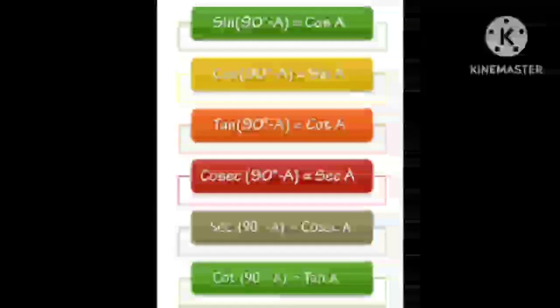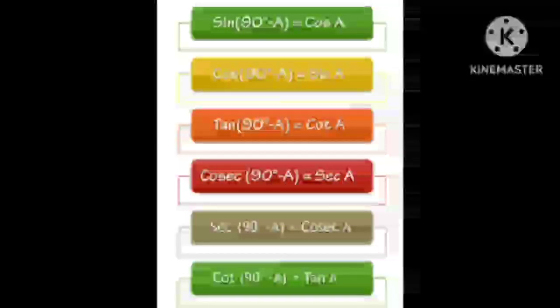We get sin(90 minus A) equals cos A, cos(90 minus A) equals sin A, tan(90 minus A) equals cot A, cosecant(90 minus A) equals secant A, secant(90 minus A) equals cosec A, and cot(90 minus A) equals tan A.